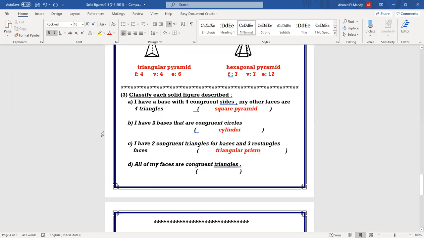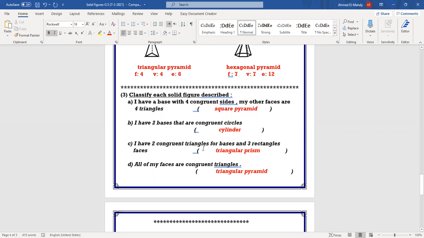The last one. All my faces are congruent triangles. Triangular pyramid. Because all faces are triangles. All of them are triangles. The base and the faces. All of them. It will be triangular pyramid. This lesson is hard.